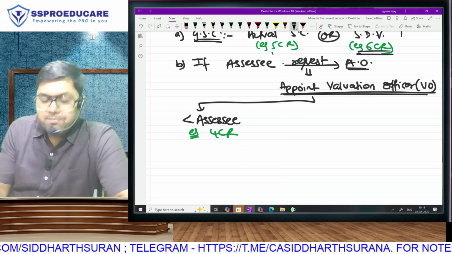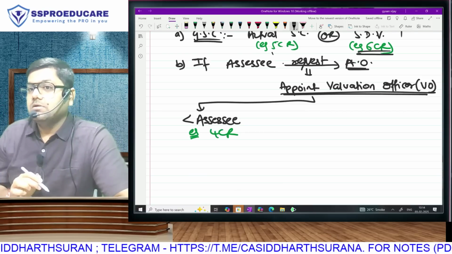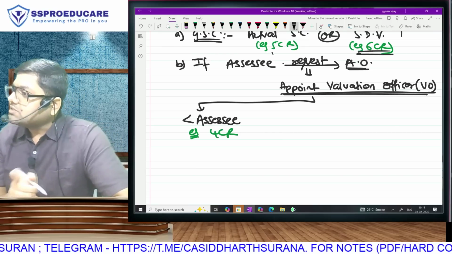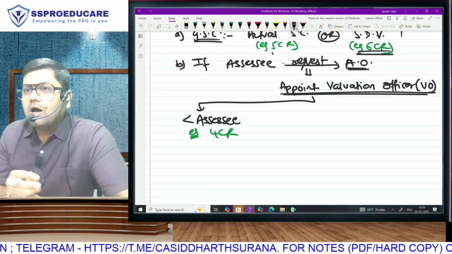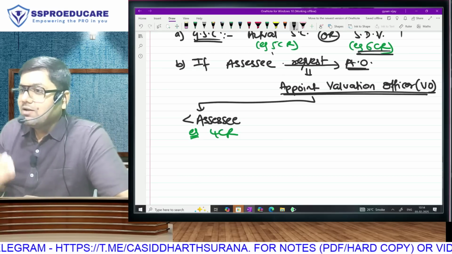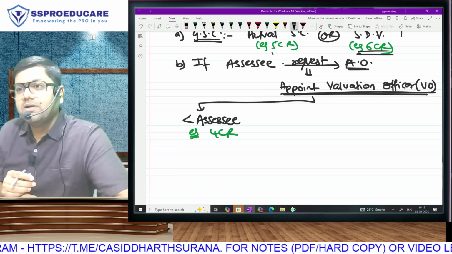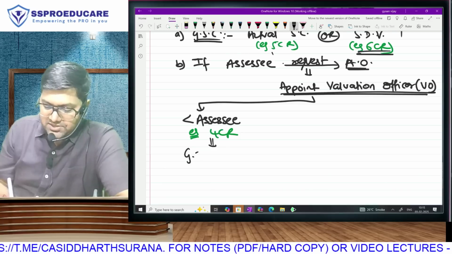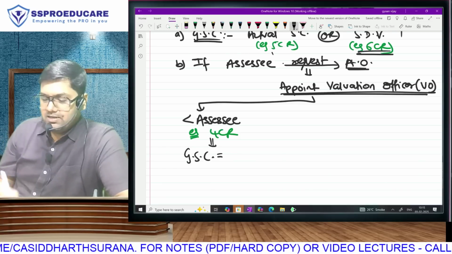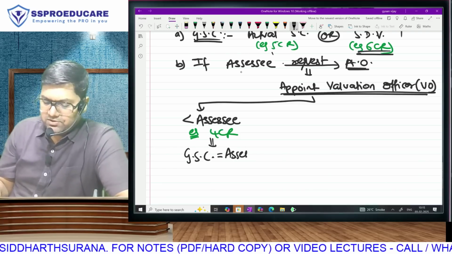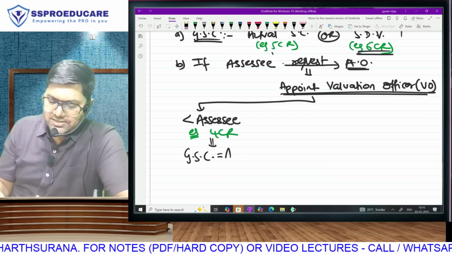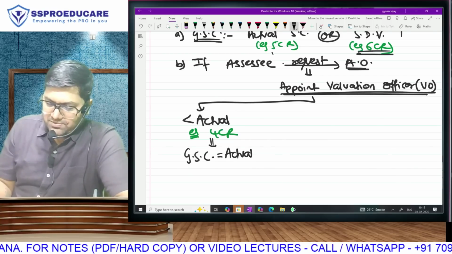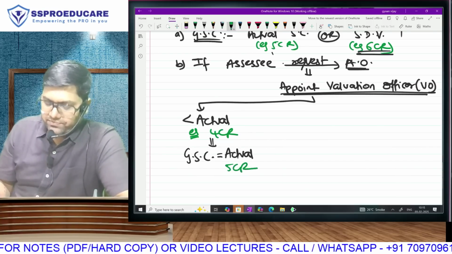This VO is a big customer. Do you remember, 5 crore the assessee is also ready to pay tax? So are you a fool that you are actually valuing the property at 4? Obviously, you want to guess what will be GSC in such a case. That means, if the VO's value is less than actual, then GSC will be actual, that is rupees 5 crore.